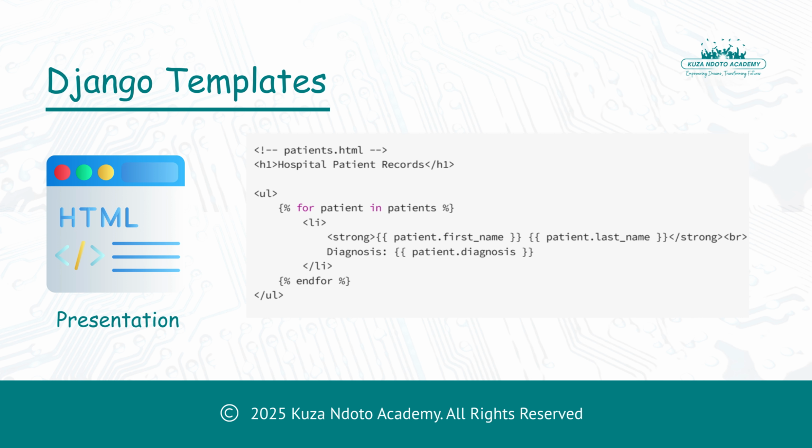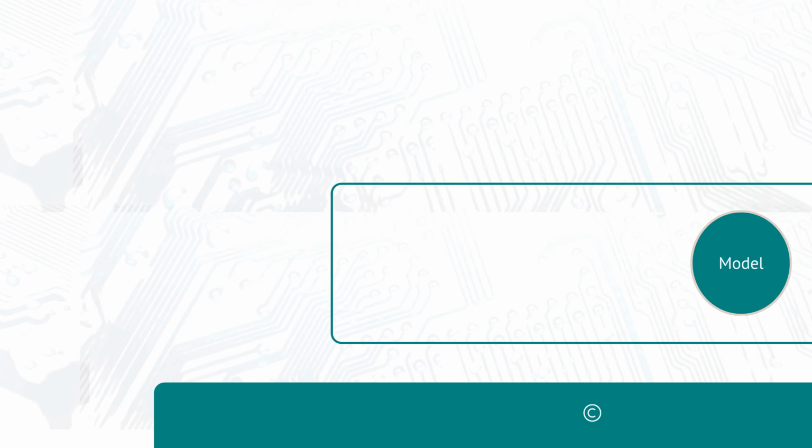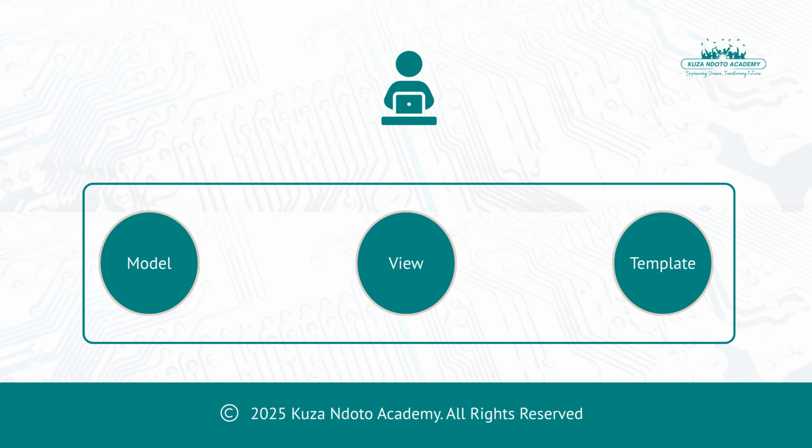Templates are usually stored in a templates directory. So in simple terms, the view acts as the intermediary. It receives a request, fetches data from the model, and then renders that data using a template. This clear separation of concerns makes your code modular, maintainable, and easy to debug.